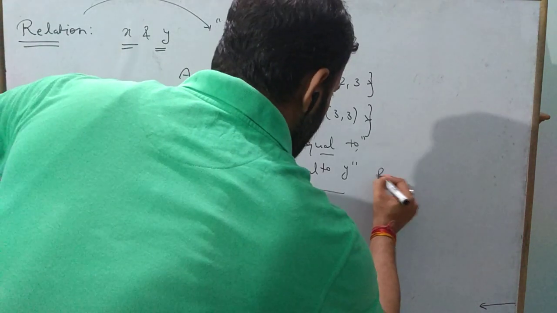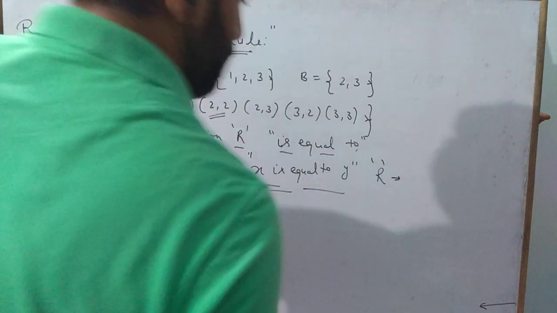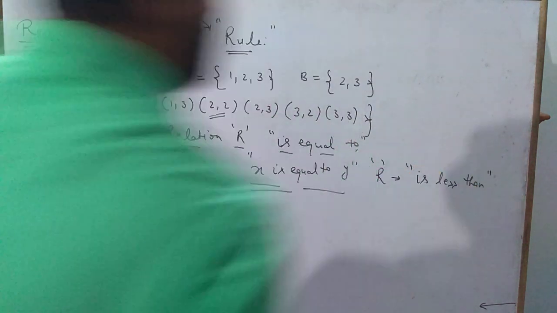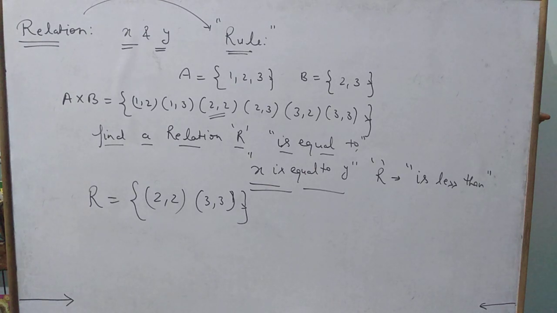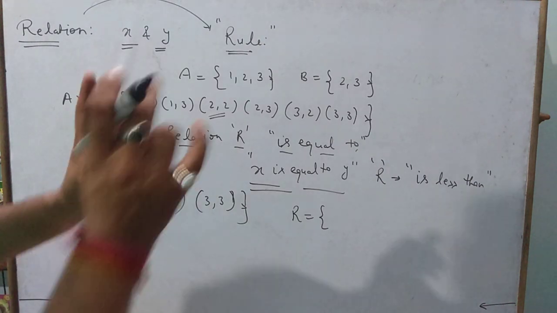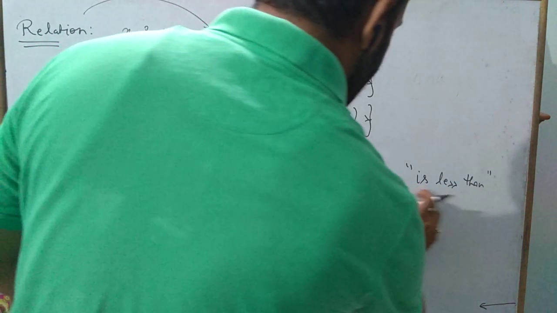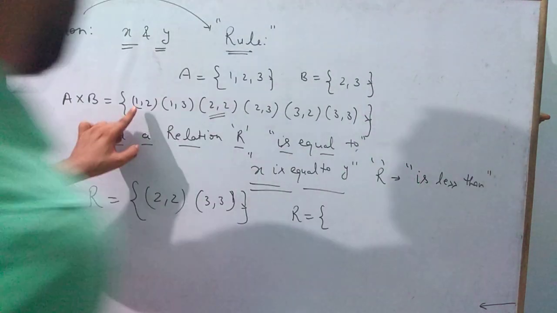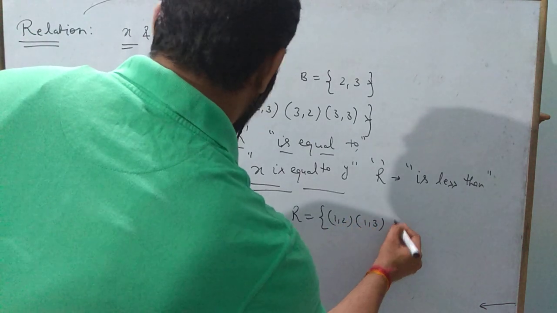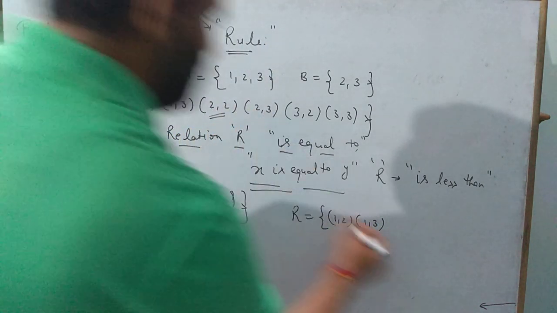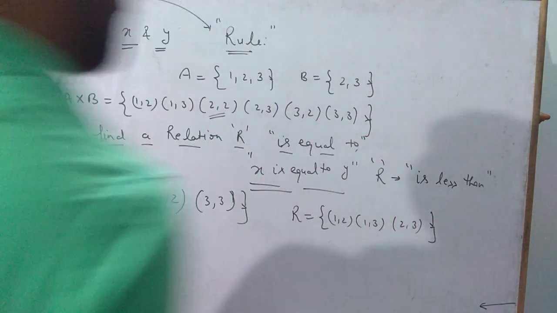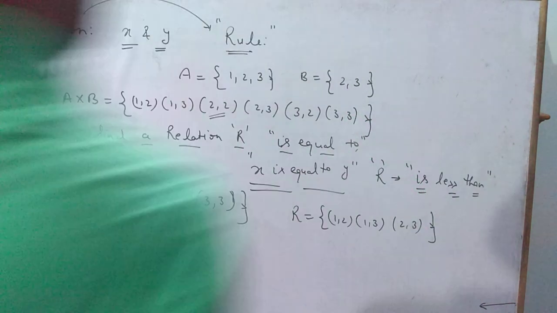Now again a question is saying R is a relation, is less than. Is less than means x is less than y. In this case, we are finding a new relation in ordered pair form, those ordered pairs which satisfy this rule, x is less than y. 1 is less than 2, yes. 1 is less than 3, yes. 2 is less than 2, no. 2 is less than 3, yes. 3 is less than 2, no. 3 is less than 3, no. So only these three ordered pairs will satisfy this rule.